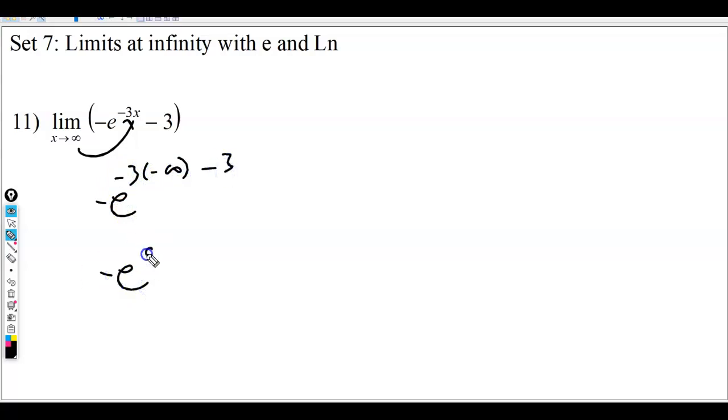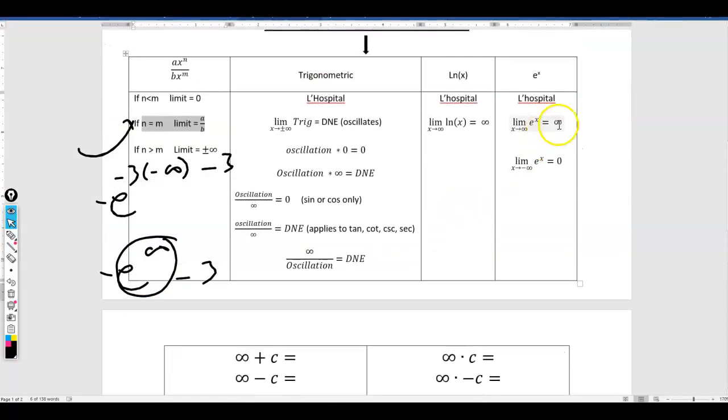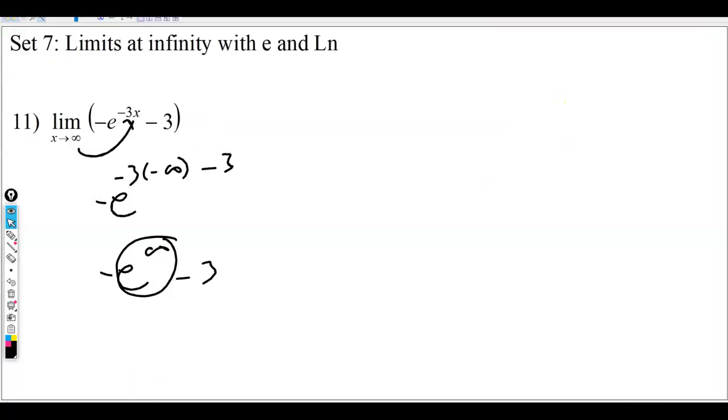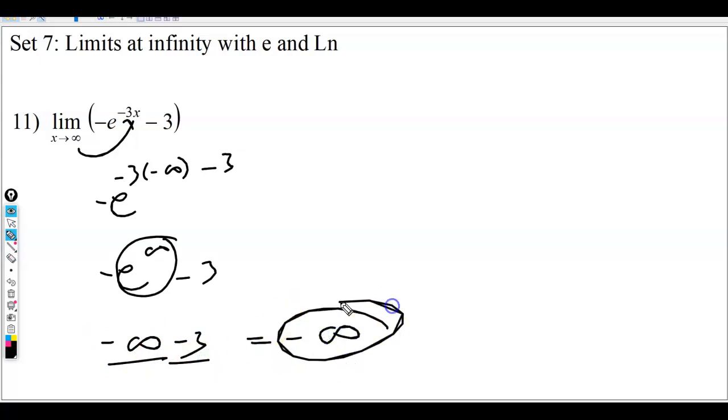Now, negative 3 times negative infinity is positive infinity. Now, e to the infinity, we talked about that earlier. Bring up the slide to show you guys. E to the infinity, that's this thing here. If you plug in here, you get e to the infinity. E to the infinity is infinity. So, if you have a negative infinity and you take 3 away from it, you just get negative infinity.